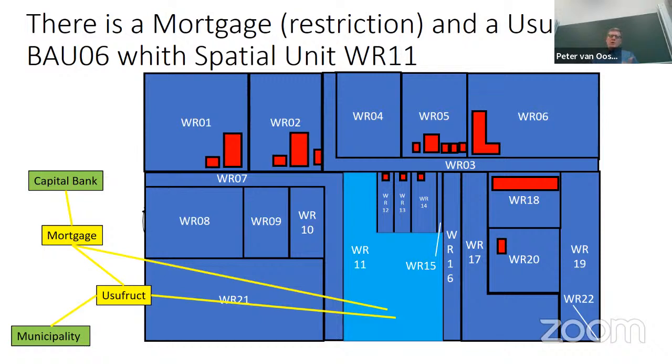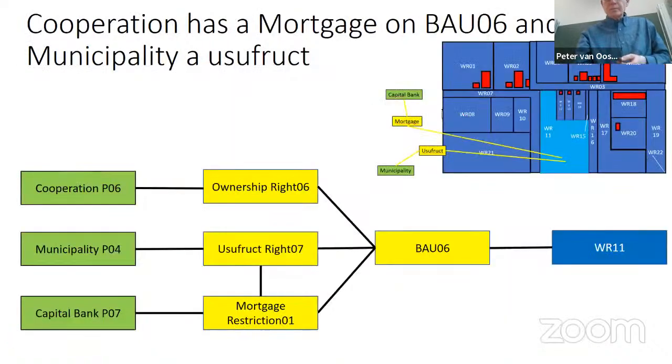By the way, the usufruct is a right for the municipality, because it's allowing the municipality to use this parcel in a certain way. But it's a restriction for the owner, because the owner has to tolerate that the municipality is using this parcel. Okay, so the mortgage is attached to the usufruct, and the mortgage is offered by a bank, the capital bank.